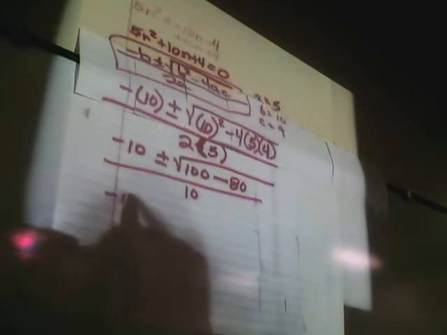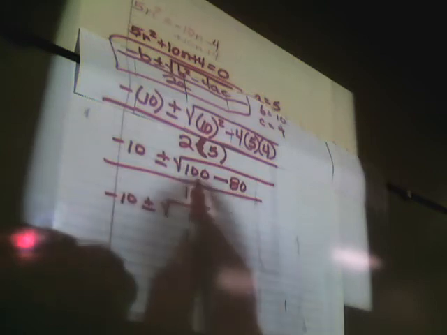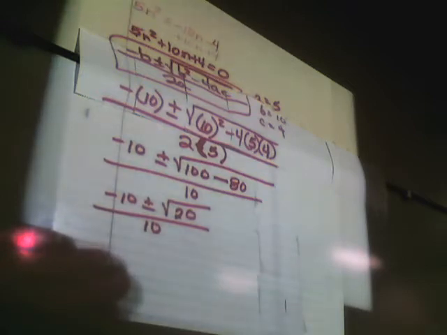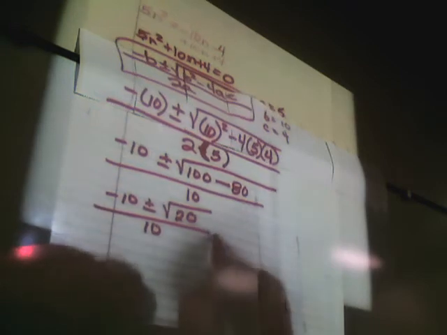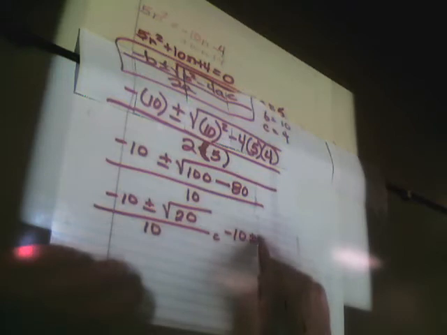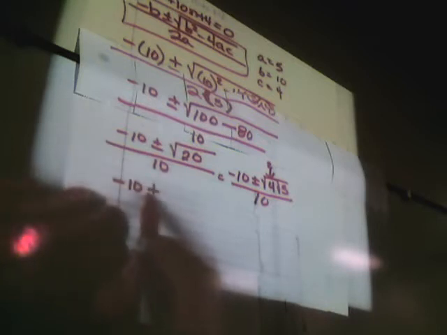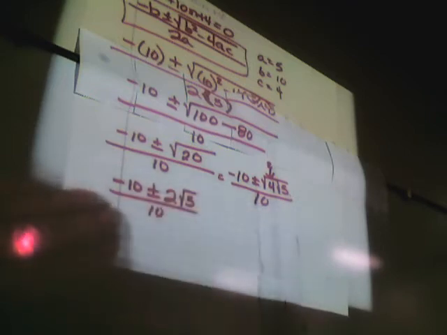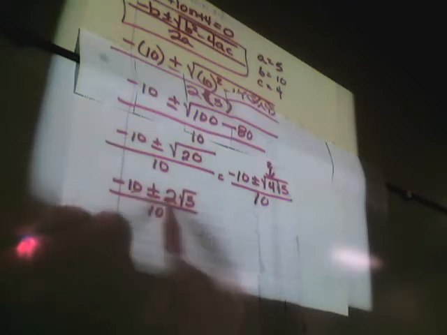So we have negative 10 plus or minus square root of 20 over 10. The square root of 20, we can take 4 times 5, 4 is a perfect square. So we have negative 10 plus or minus square root of 4 times square root of 5 over 10. This part will be 2. So we're going to have negative 10 plus or minus 2 times square root of 5 over 10.